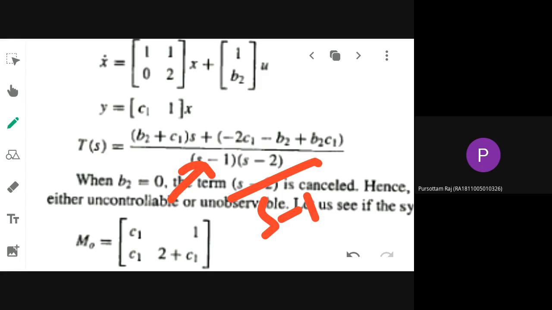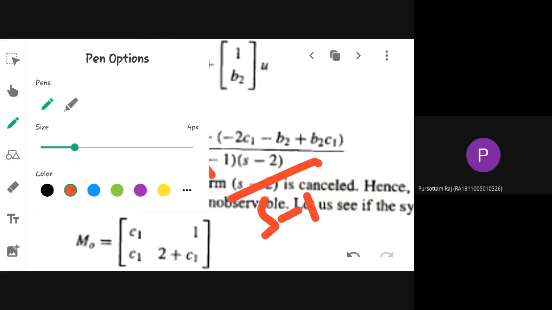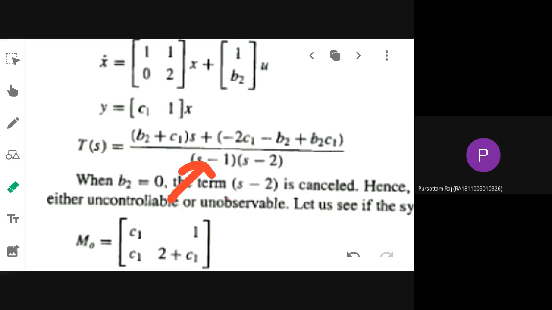Suppose you are having an unstable pole. Assume in the denominator you have S plus 1, or S minus 1, S minus 1 itself you assume. Where is this root located in the s plane, left half or right half?